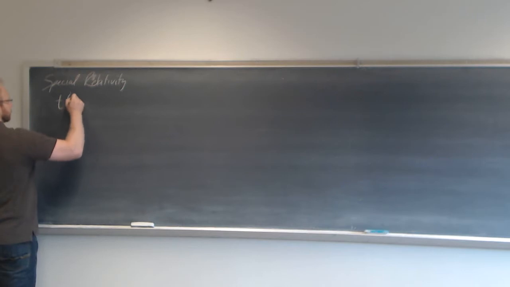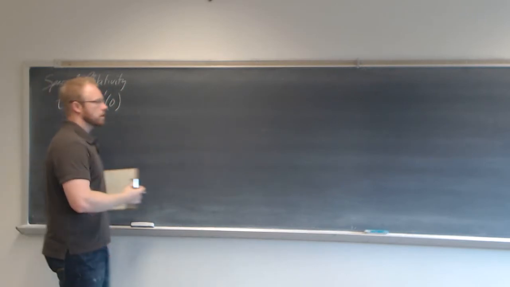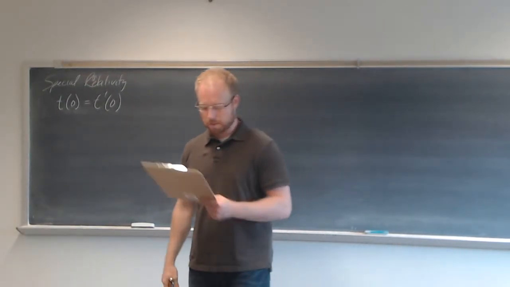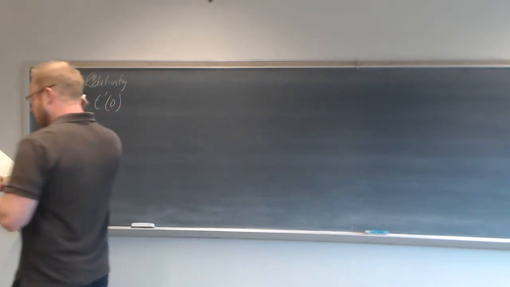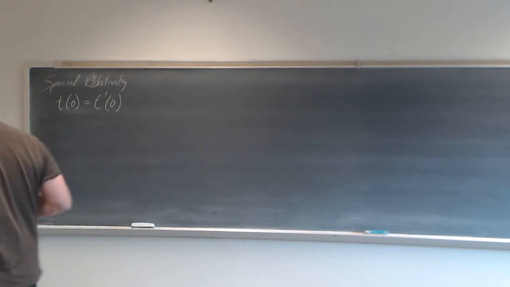But we can say t of 0 is equal to t prime of 0. Those two things are true. And we can say all the positions are true, x0, x prime 0, those are all going to overlap. Okay, so other things that we want to do whenever we're making our transitions.